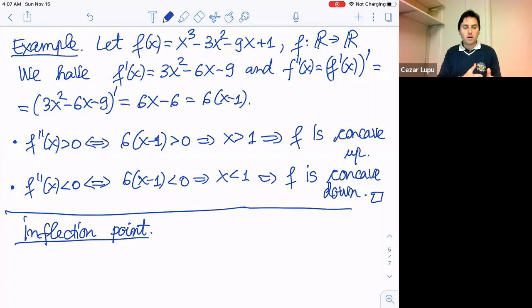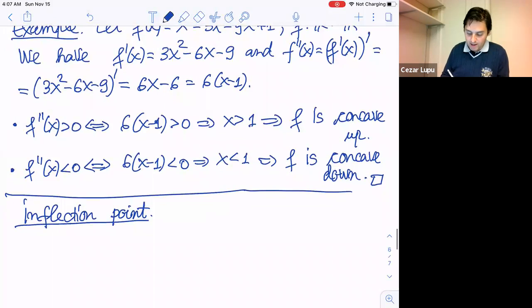So keep in mind, the critical point has to do with where the function changes from increasing to decreasing or the other way around, right? And the inflection point has to do with when the function is changing from concave up to concave down or the other way around. So keep that in mind. Well, let's write it.